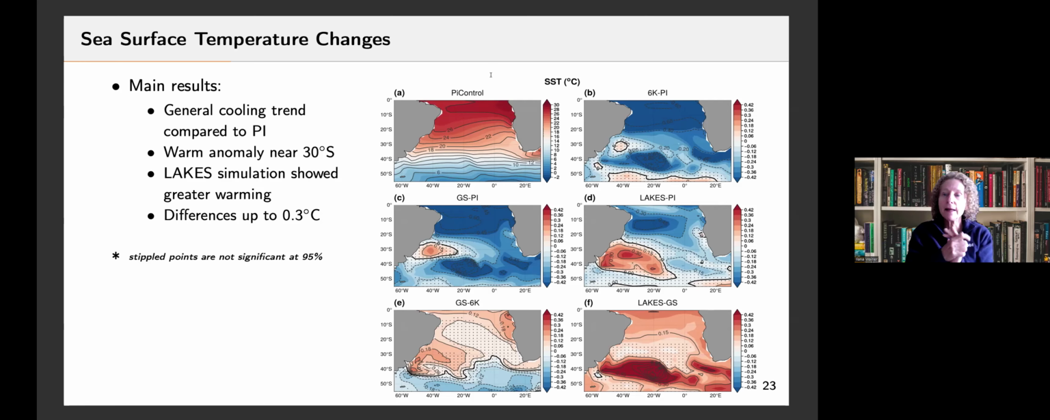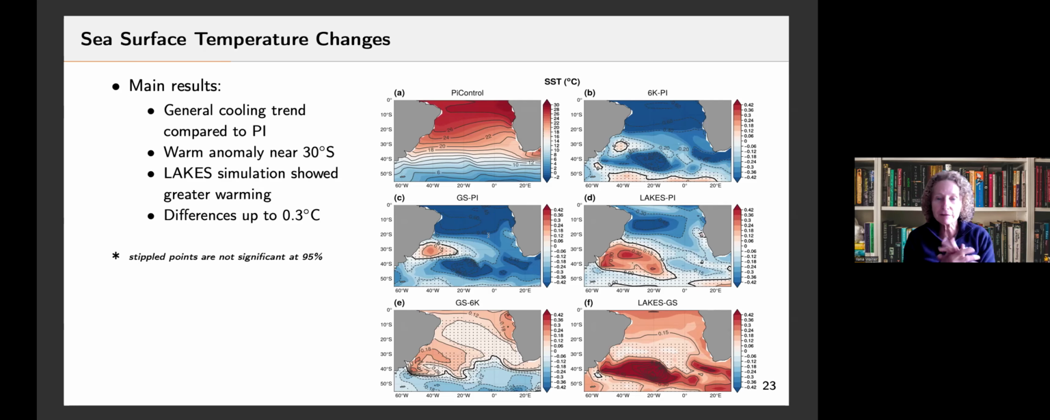So in panel B, we have the differences between our mid-Holocene or 6K simulation, where we just had orbital changes, relative to what was happening in the pre-industrial. And then we can see we have a general cooling, but we have these little warm pockets in very specific regions, which is associated with the complex dynamics that I showed you a little before. So here we have the Brazil Current intensification and the Malvinas Current confluence region, etc.